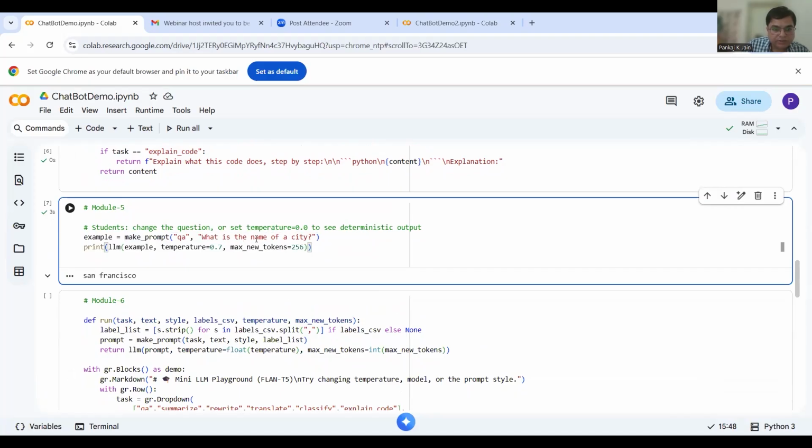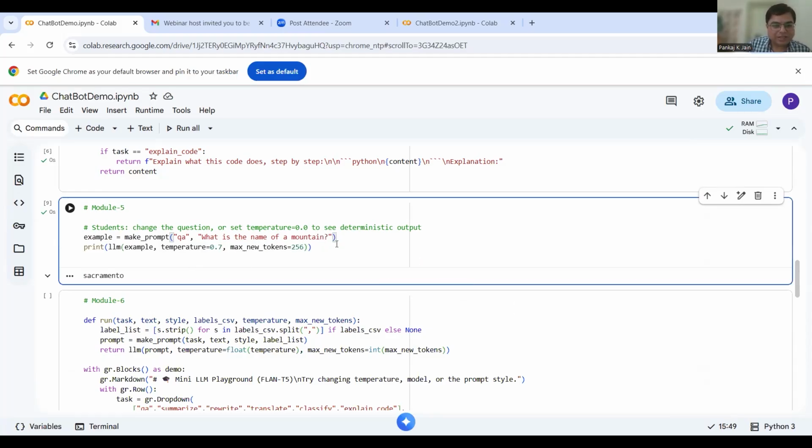So I asked the question, what is the name of a city? It gave me the answer, San Francisco. I'm asking the question, what is the name of a country? The name of the country is given as Scotland. I'm asking another question, what is the name of a mountain? Sacramento. Actually, the model is trained for the geography of the United States. I think that's why it is giving the European and United States related answers.